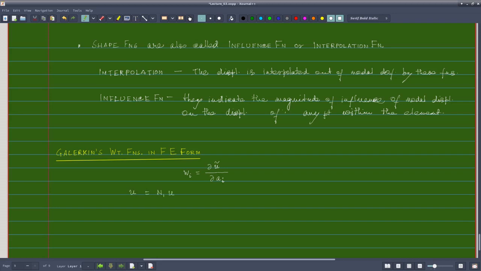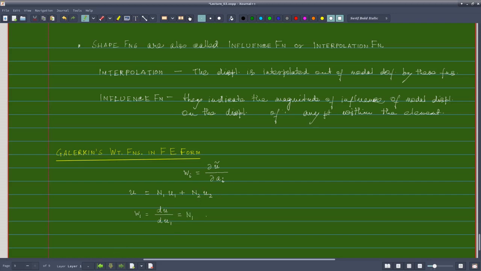Now you have seen that in finite element form, u is nothing but n1 u1, where n1 is the shape function for node 1, plus n2 u2. And in finite element formulation my basic unknowns are u1 and u2, the nodal degrees of freedom. Since these are my unknown coefficients, the weight function for w1 will be du by du1, because these are my basic unknowns. So this is nothing but my n1.